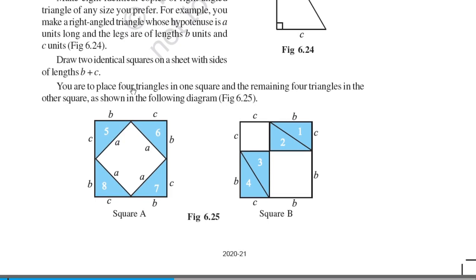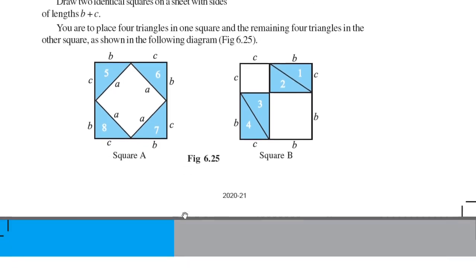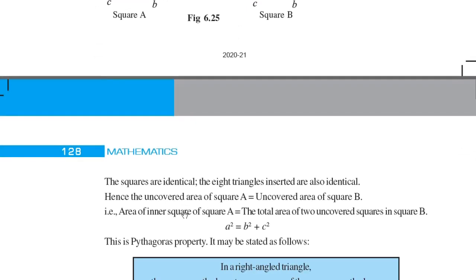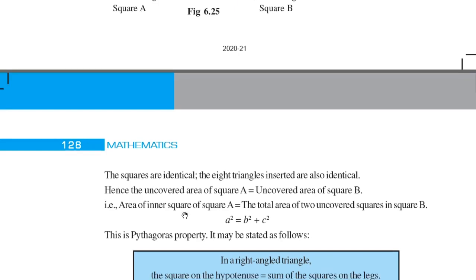4 triangles in one square. So 1, 2, 3, 4. There are 4 triangles and the remaining in the other. So 1, 2, 3, 4. 8 triangles are there in 2 squares. So the squares are identical. The 8 triangles inside them are also identical. Hence the uncovered area of square A is equal to the uncovered area of square B.